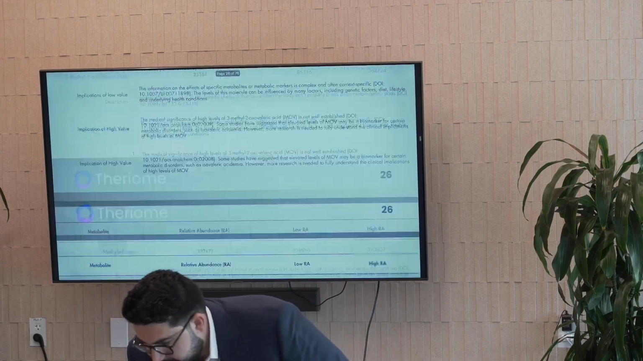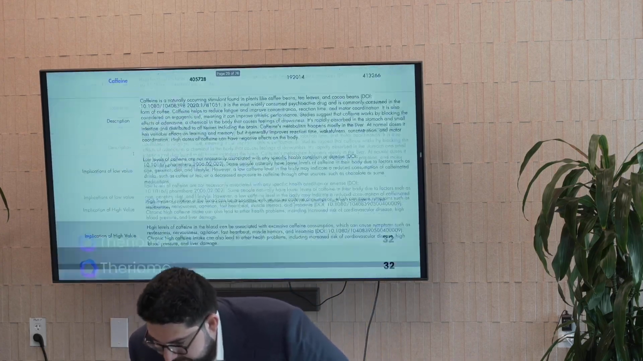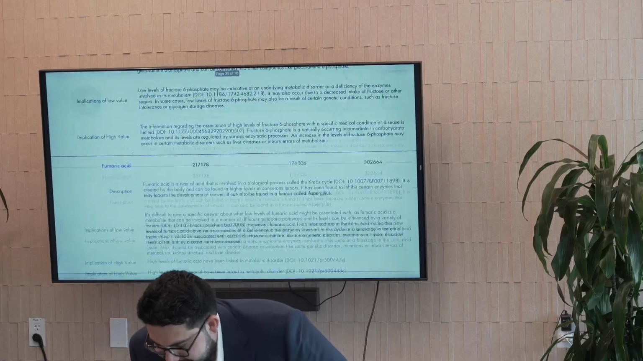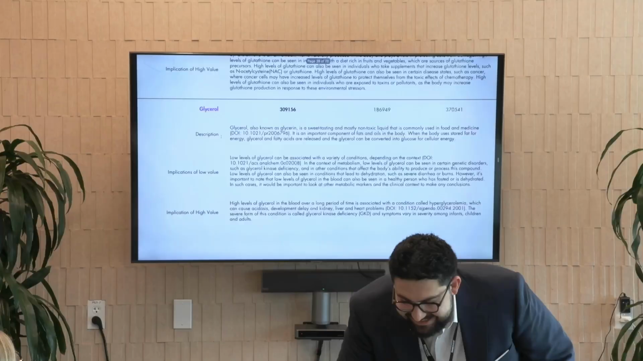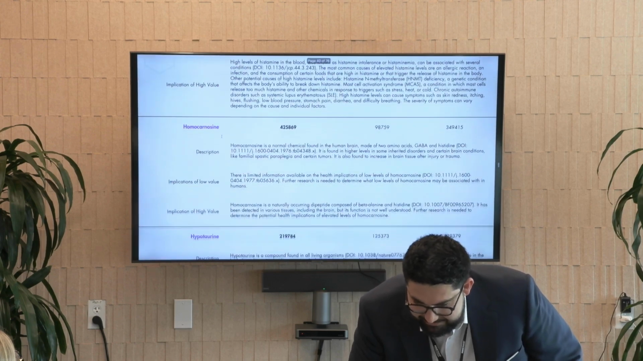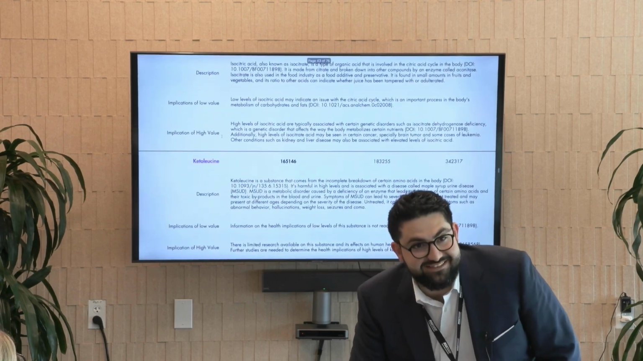So you have all this information, and it goes on and on. It used to be one metabolite per page, and we've truncated it. So it's not 150-something pages anymore. It's a manageable 76.